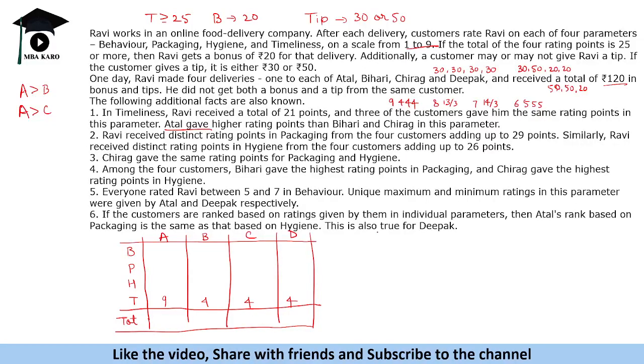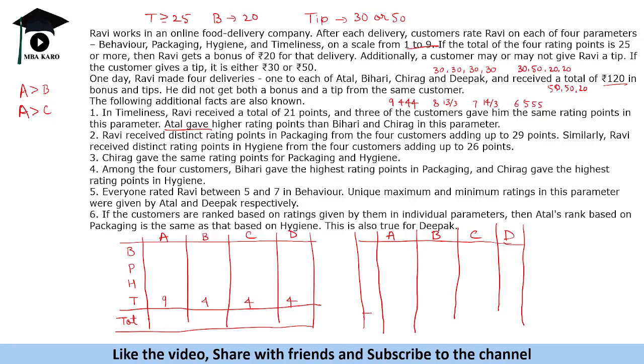Let us make another table. Let's take two cases separately, so we will be able to reject one of these cases. It's good to make these two cases. So there are four people, and four parameters: behavior, packaging, hygiene, and timeliness. And we are considering this case as 6 and triple 5. So this adds up to 21.